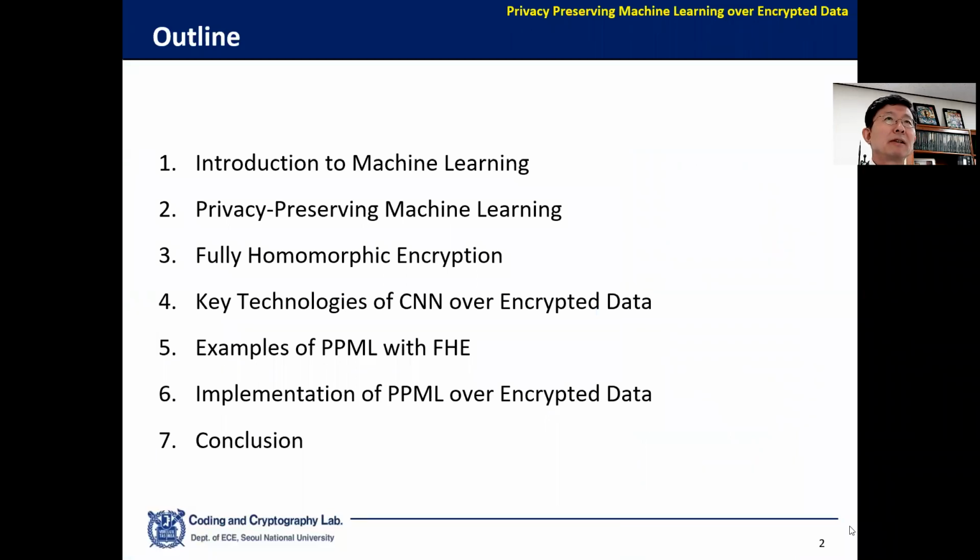Here is the outline of my talk. First, I'm going to introduce what machine learning is, and then privacy-preserving machine learning, and fully homomorphic encryption. Then, what is the key technology of CNN over encrypted data? Then I'll give several examples of PPML with FHE. Then I'm going to introduce the implementation of PPML over encrypted data, and I will conclude my talk.